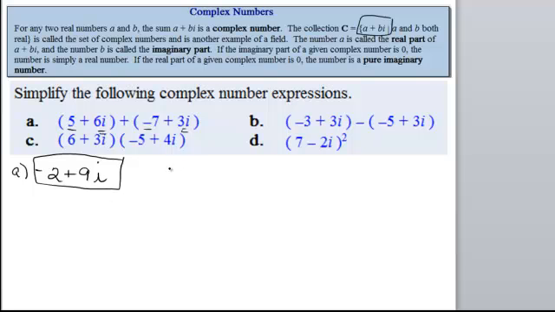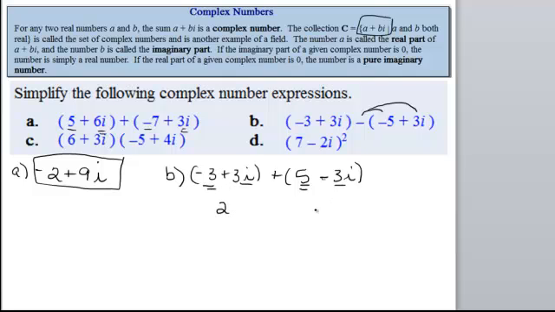Okay, so how about b then? For b, you're subtracting, so you need to distribute that negative first. So you're going to get a negative 3 plus 3i. That's your first complex number. Then you have a negative times a negative. That's going to be a positive 5. And then you have a negative times a positive, which is a negative. So it looks something like that. Combine the real parts. Negative 3 plus 5 is 2. And then you have 3i minus 3i. Well, that's just 0. So b simplifies to a real number, and that real number is 2.